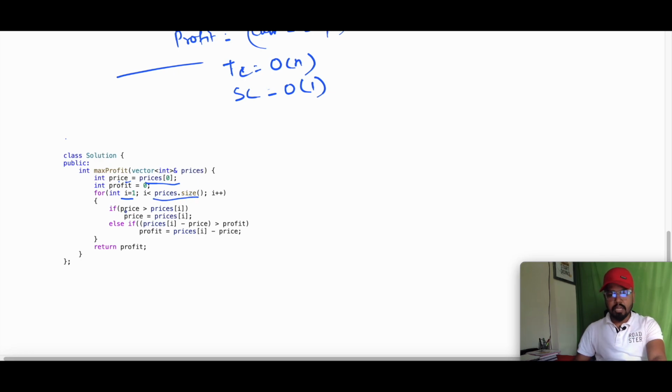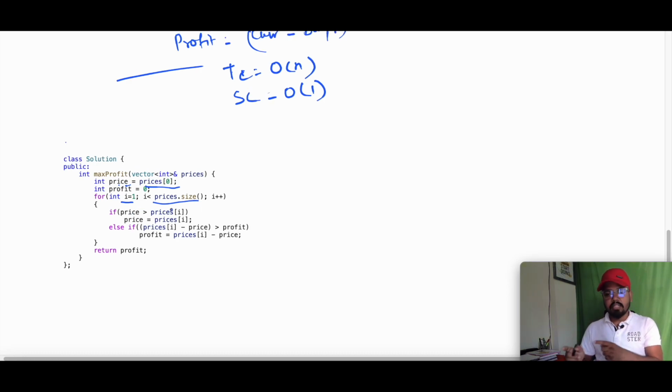The same thing, we are checking if the buy price is greater than the current element. It means if the current element is less than the buy price, we update the buy price. So the price will be the current element. Then we check if the current element minus buy price is greater than profit. Then we update the profit and return the profit.